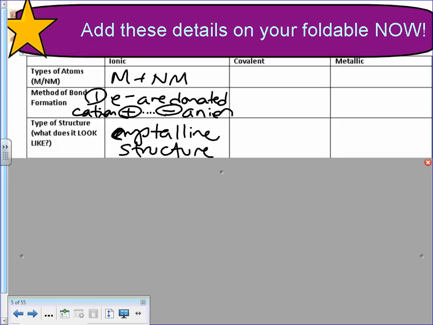And you can see it's got layers and layers and layers. The green and gray in this one are sodium and chlorine. They alternate because two sodiums don't want to be near each other because they're both positively charged, and two chlorines don't want to be near each other because they're both negatively charged. So it's a crystalline structure. If I can make that neater for you, I will.